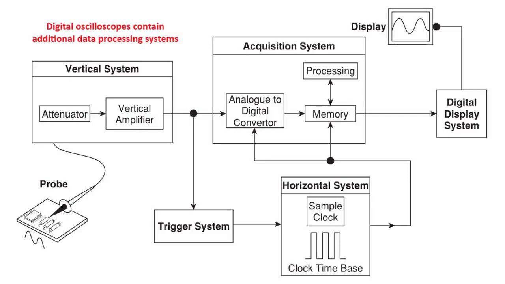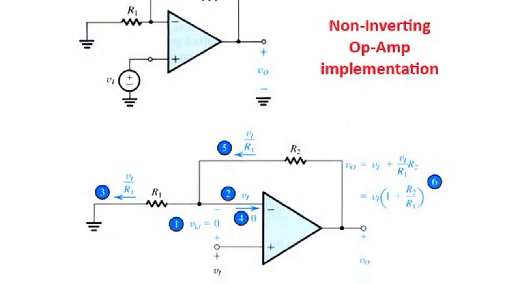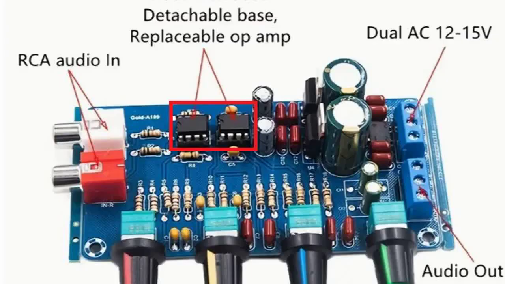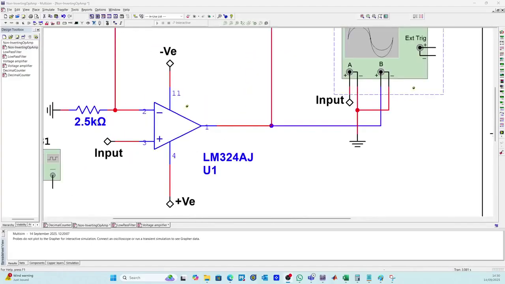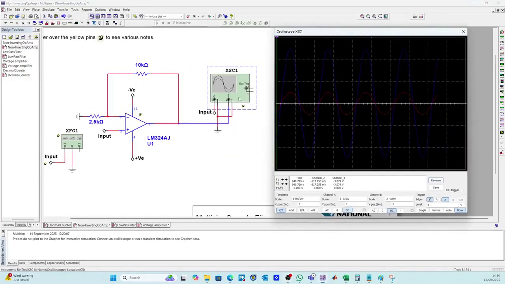With just a few resistors and capacitors, op-amps can amplify, buffer, filter, integrate, or even do math with voltages. They're hidden inside audio systems, medical devices, sensors, and even your phone. So next time you hear music or measure a signal, remember, an op-amp is working quietly behind the scenes.